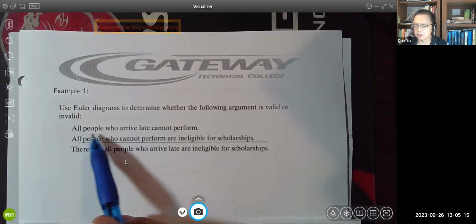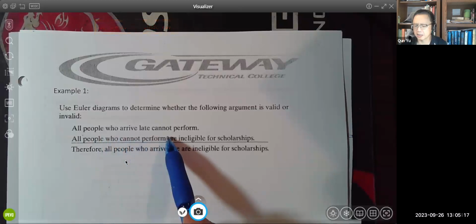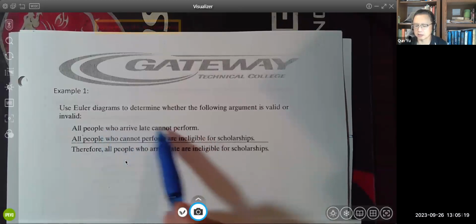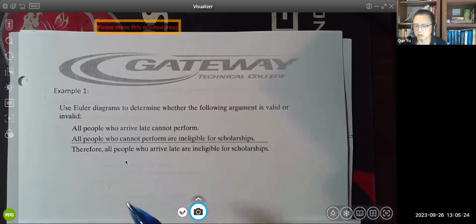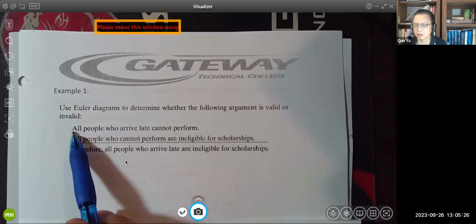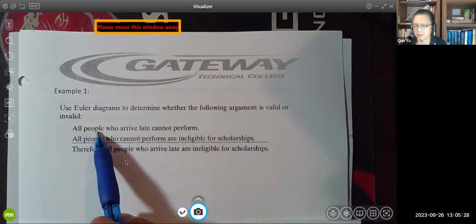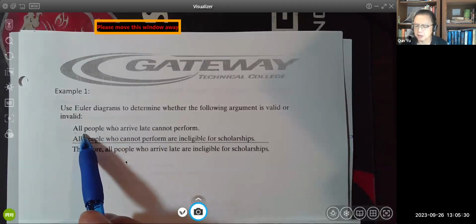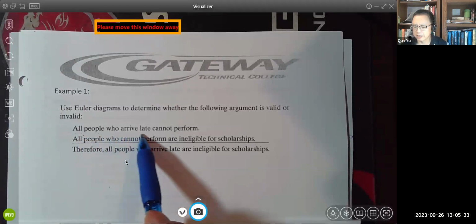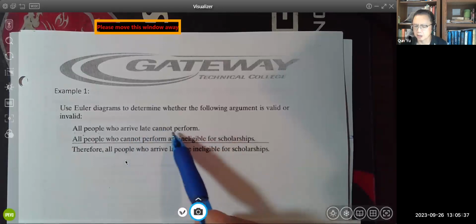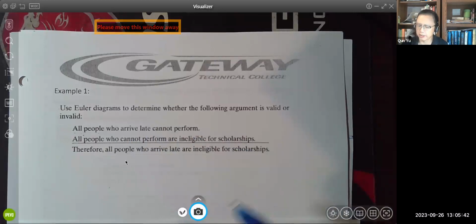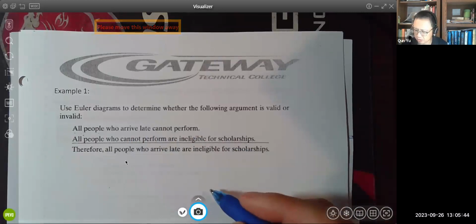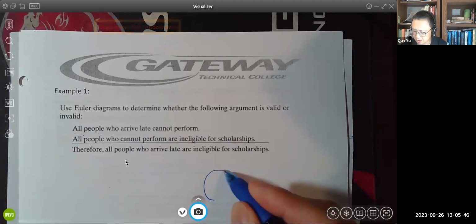First one: all people who arrive late cannot perform. So each of these premises will be represented by 2 circles. So think about those models. We start with all, which has to be all A are B. What is A? People who arrive late. This is our circle A. People who cannot perform. This is our circle B. So A has to be entirely in B. So this is how I represent that.